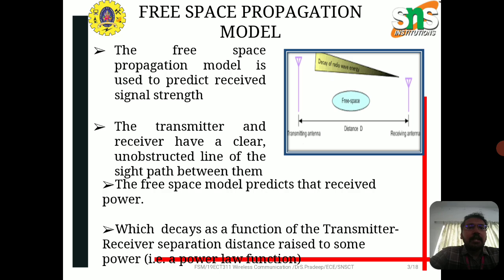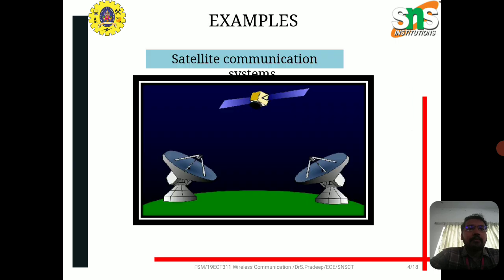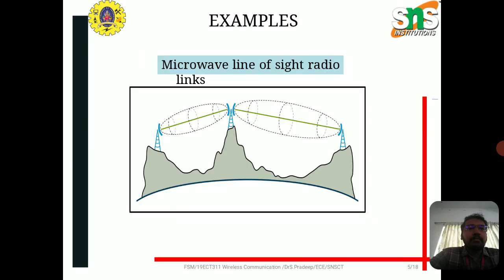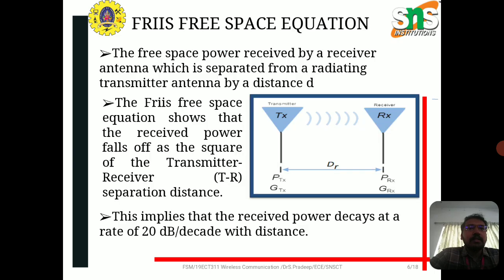The transmitter and receiver have a clear, unobstructed line of sight path between them. The free space model predicts the received power, which decays as a function of the transmitter-receiver separation distance raised to some power. Examples: satellite communication systems, microwave line of sight radio links.